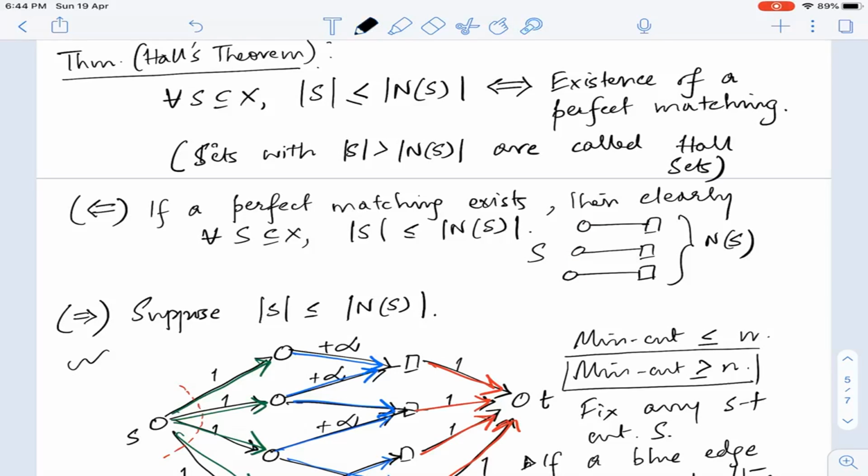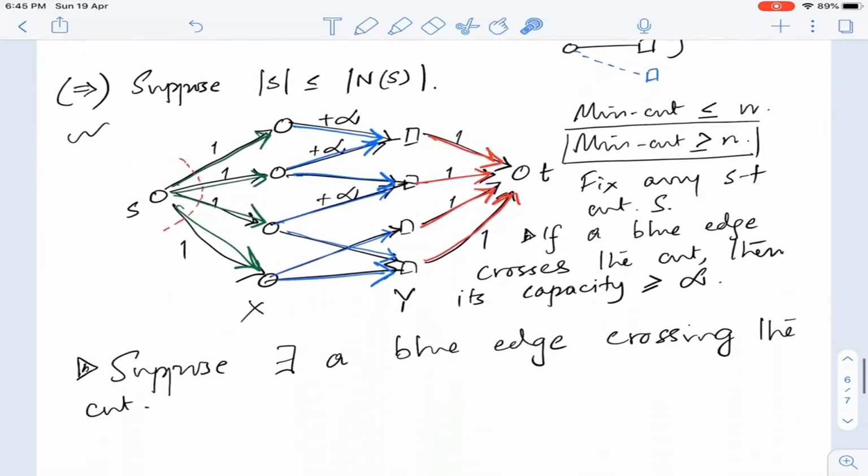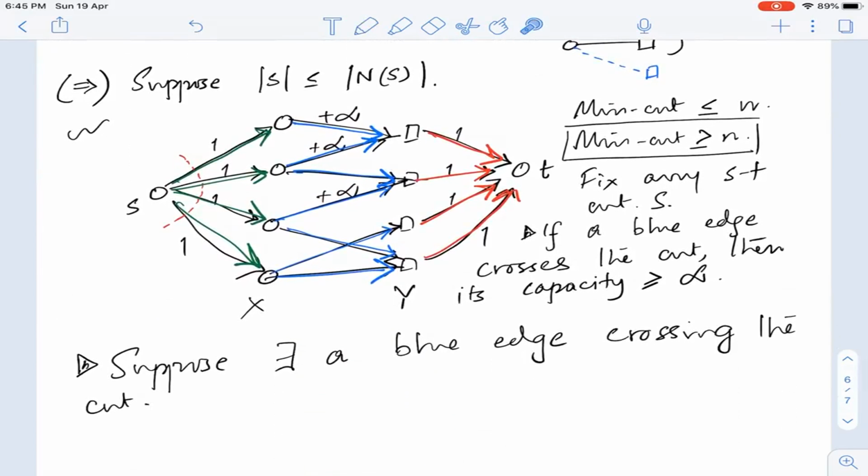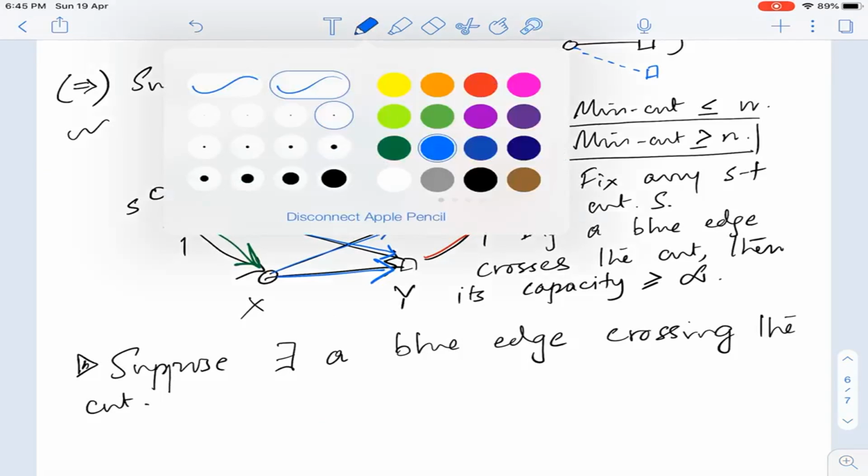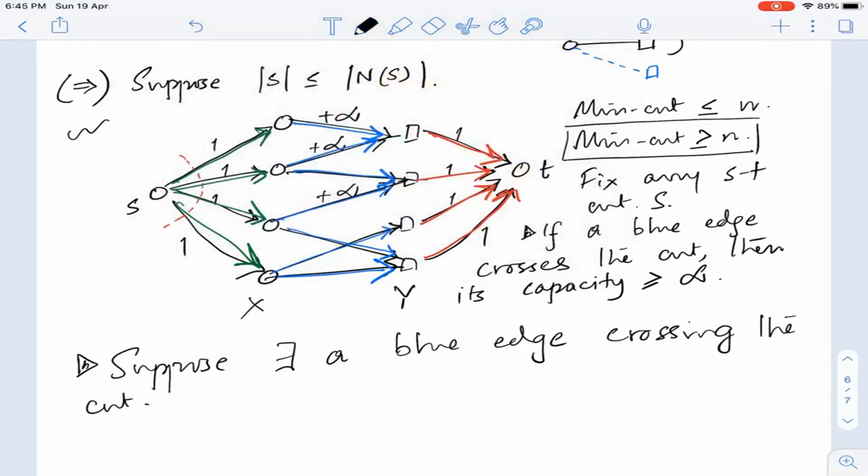Note that here I am only showing the edges of the matching, but in the graph the neighborhood size could be even larger. But at least it should be as large as S. So this side is easy. The other side turns out to be relatively non-trivial. Suppose that I give you this information: suppose |S| is less than or equal to |N(S)|, and to be more precise, suppose this is true for all subsets S of X.